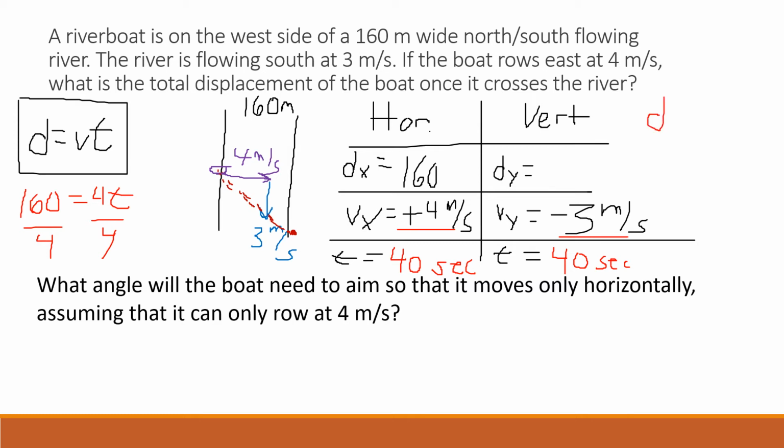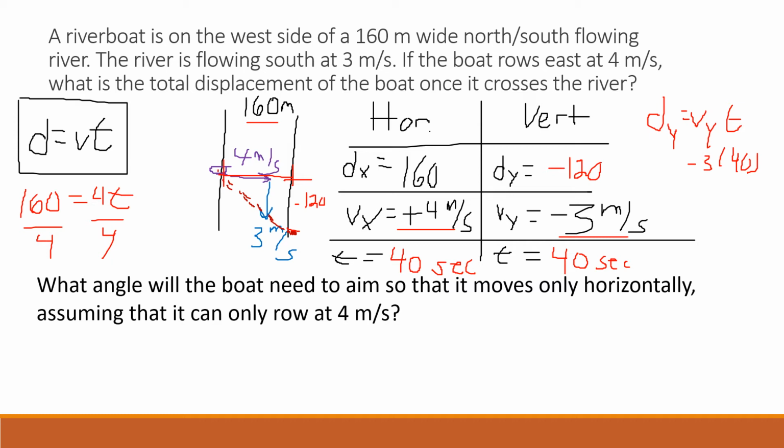So to get the dy, I'm just going to do the vy times the time, or the negative 3 times the 40, or the negative 120. So what we've learned is that this boat has traveled horizontally 160, that was given, and vertically it's gone negative 120, or 120 down. So those are the two displacements, the horizontal and vertical displacement.